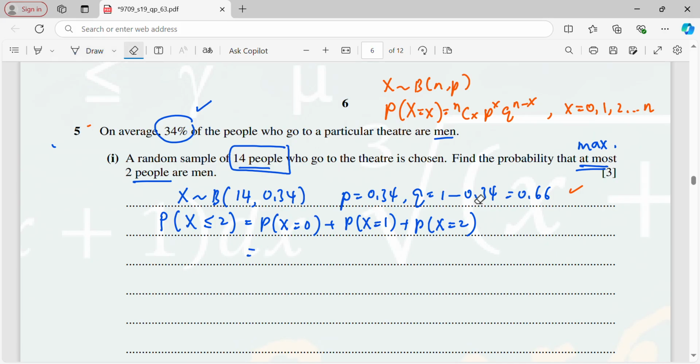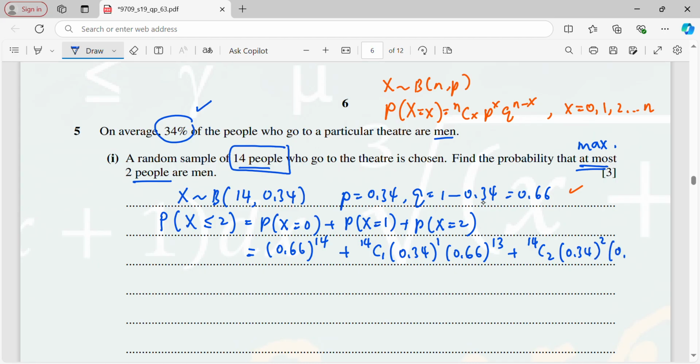So now when P(X) equals 0 means no success. No success means all failures. So it will be 0.66 to the power of 14, because all 14 failures. Then plus, out of 14, only one success, 0.34 to the power 1, and then 0.66 to the power 13. One success must be 13 failures. Then plus 14C2, 0.34 to the power 2, 0.66 to the power 12.